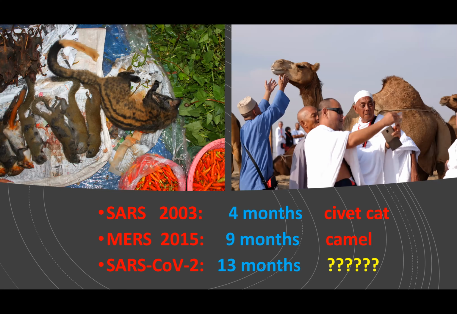But where do we stand at this point in time? As a reminder, with SARS 2003, it took 4 months to understand that the intermediate host was a civet cat. With MERS 2015, it was 9 months before we knew that the camel was responsible. With SARS-CoV-2, after 13 months, we still don't have a candidate for the intermediate host.